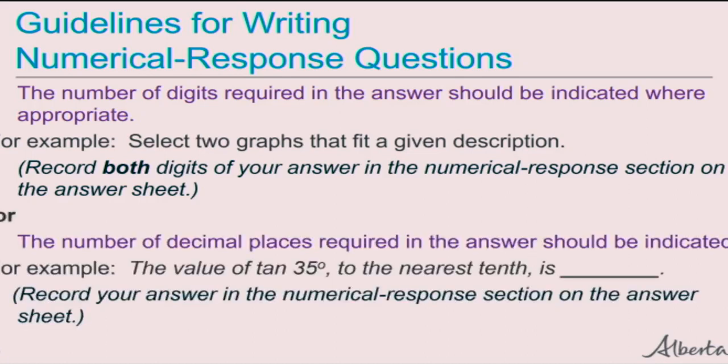You can do this in two ways. One, giving them instructions after the question, such as record both digits of your answer in the numerical response section on the answer sheet, or you can tell them directly in the stem where you want the answer to be rounded to. So for example, we're asking the value of tan 35 to the nearest tenth.